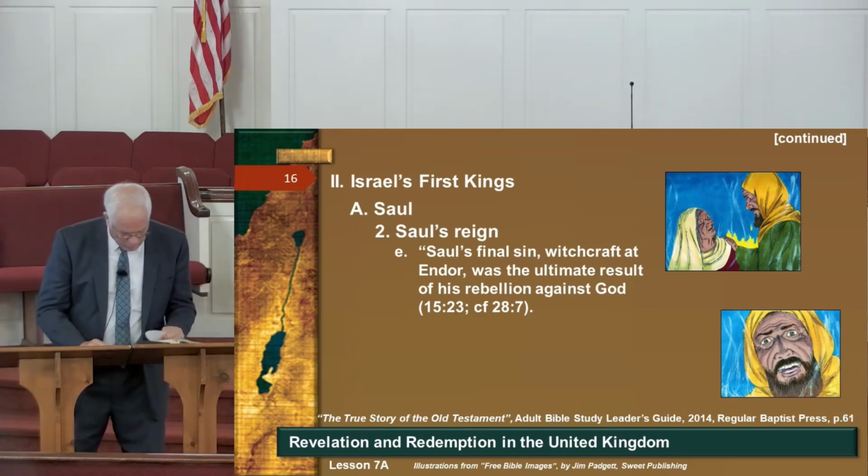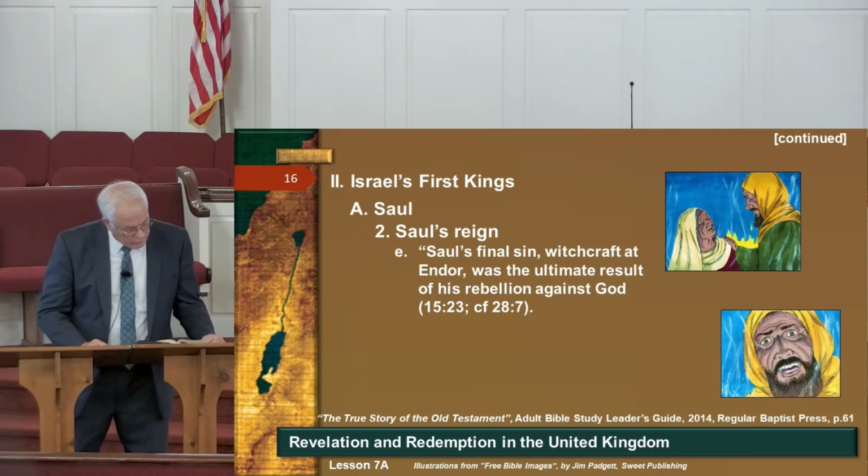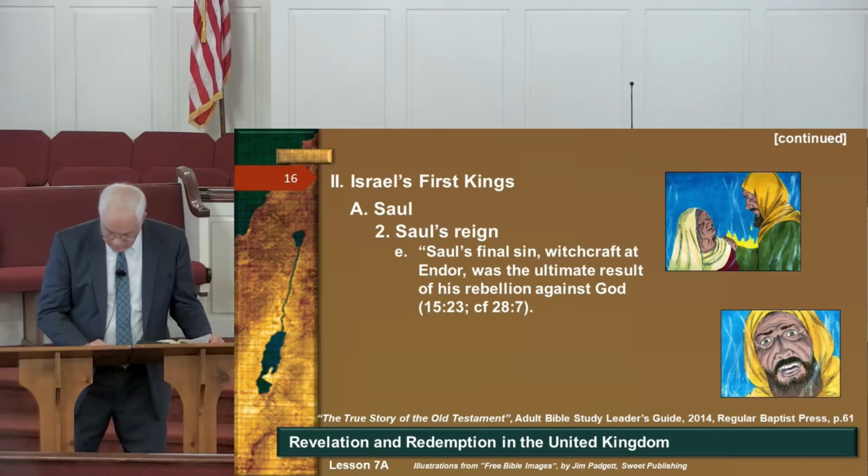Of course, Saul swears to her, saying, As the Lord liveth, there shall no punishment happen to thee for this thing. So I want to jump down here a little bit.